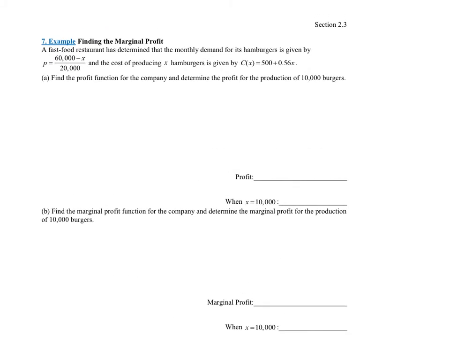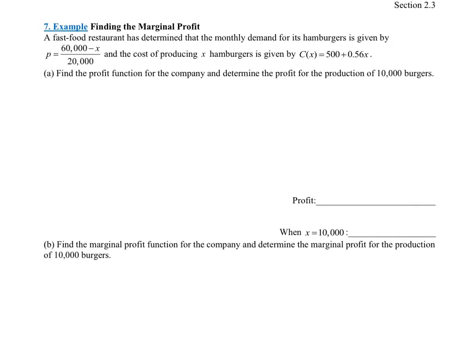Let's look at the last example here. Example 7, it says finding the marginal profit. A fast food restaurant has determined that the monthly demand for its hamburgers is given by P equals 60,000 minus X all over 20,000. And the cost of producing X hamburgers is given by C of X equals 500 plus 0.56X. Find the profit function for the company and determine the profit for the production of 10,000 burgers.